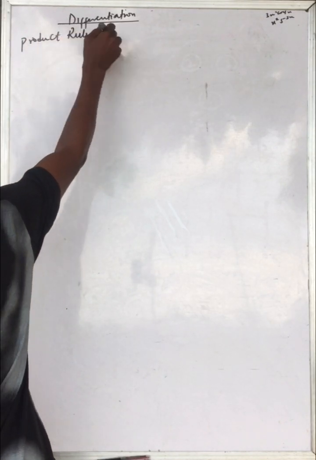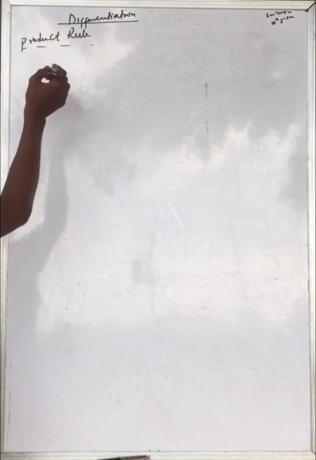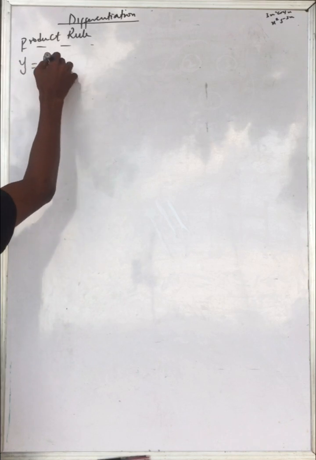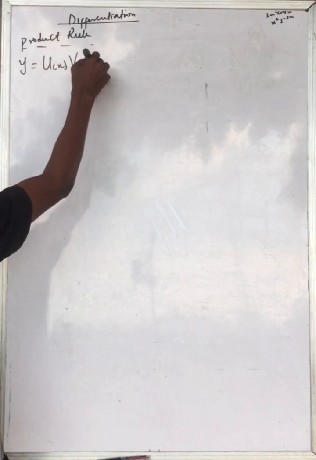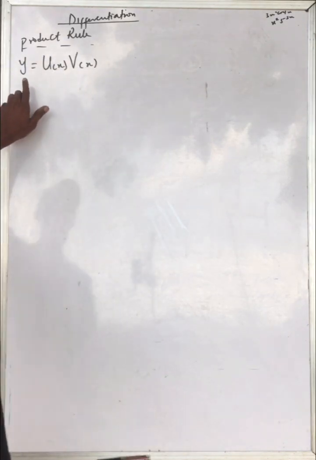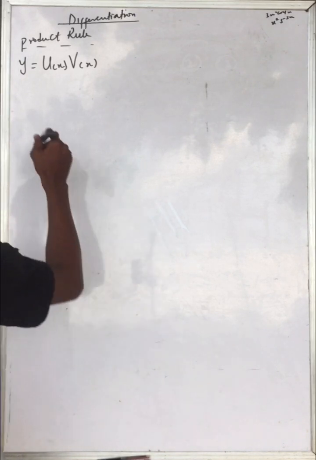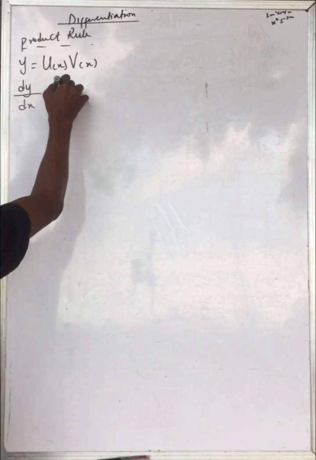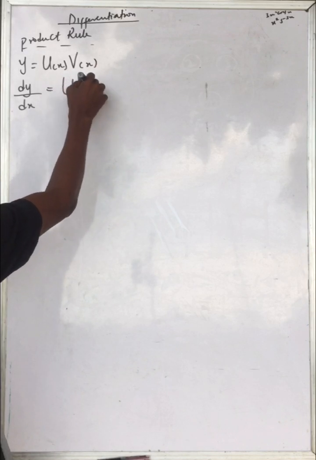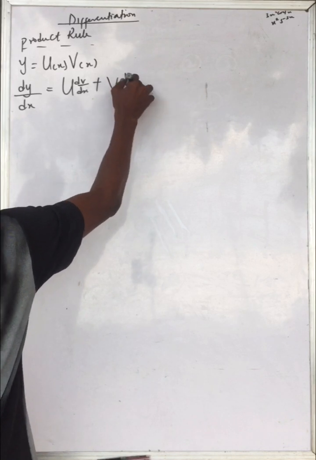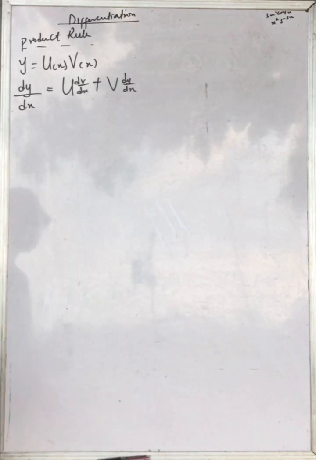Yes, the product rule. Let me first open your eyes to the formula. The formula says if y is a product of two functions, let's say the two functions are u and v, for example, then dy over dx of this function will be u dv dx plus v du dx. I'm going to back this up with an example.